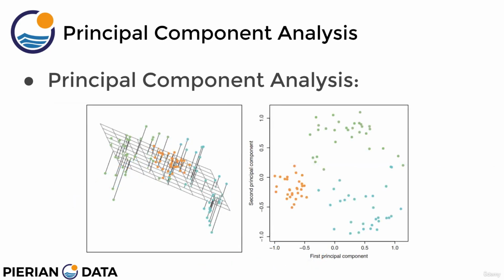If we went from 3 dimensions down to 2 dimensions, it's essentially the same thing. Here we can see points in some sort of 3D space, and we could discover the first principal component and the second principal component, which essentially makes a 2D plane, and we could project those points down to the second and first principal component space, and now you've gone from 3 dimensions down to 2 dimensions.